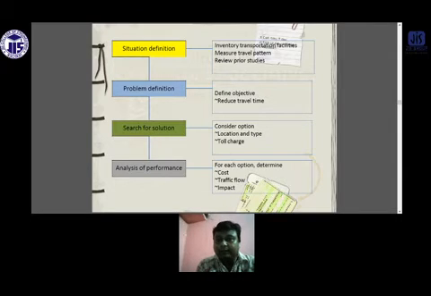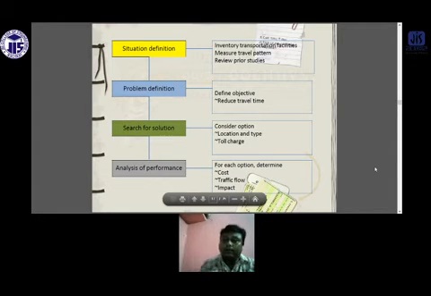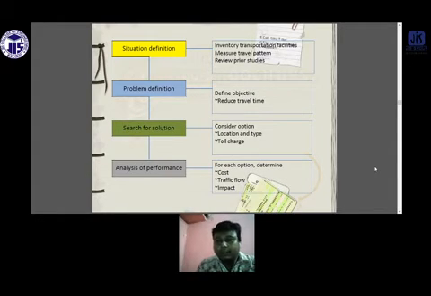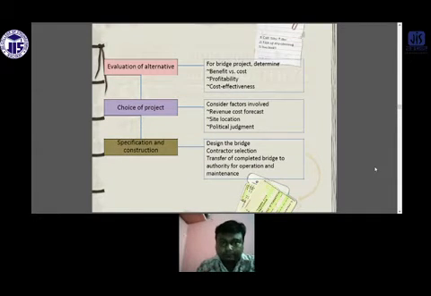Finally, the analysis of the performance means we have to do some analysis on our selected alternatives, and based on that we finally determine the cost, the impact of our plan, and various other parameters related to traffic.